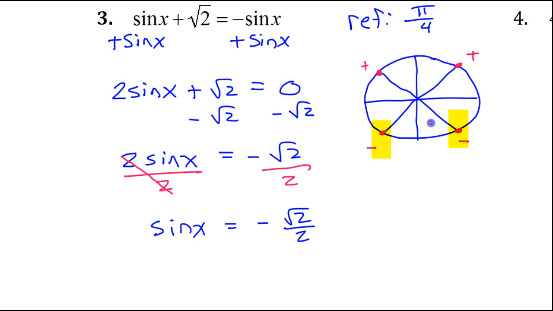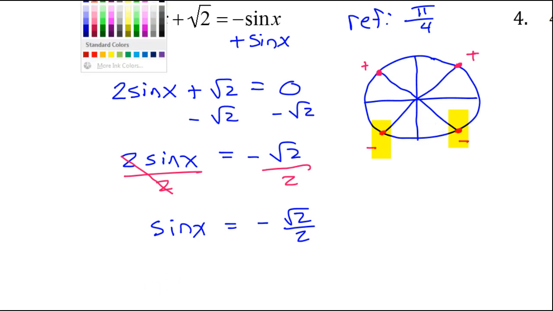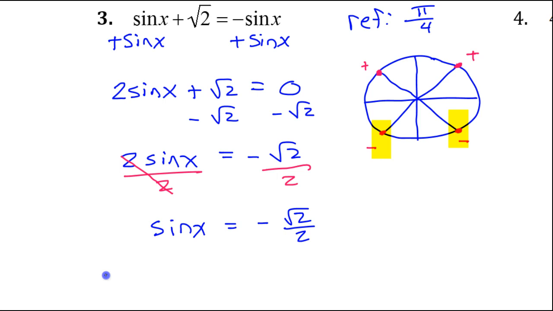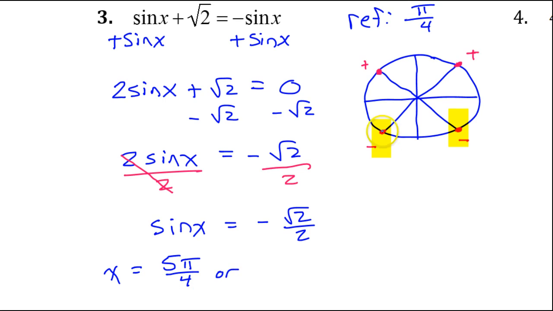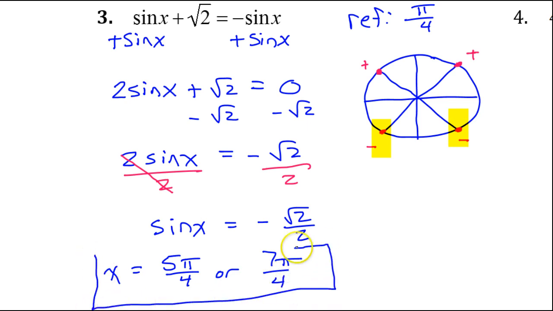So what are these angles? Here we go. So x is equal to, this first one, this is 1, 2, 3, 4, 5 pi over 4. And 6, 7 pi over 4. So these are the two solutions to number 3.